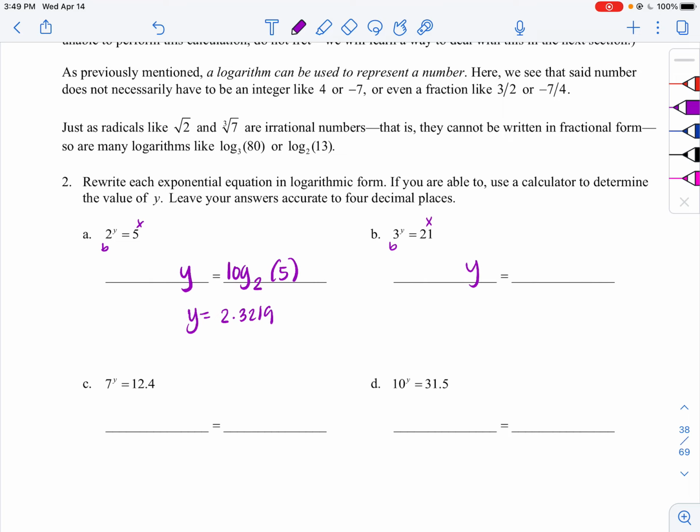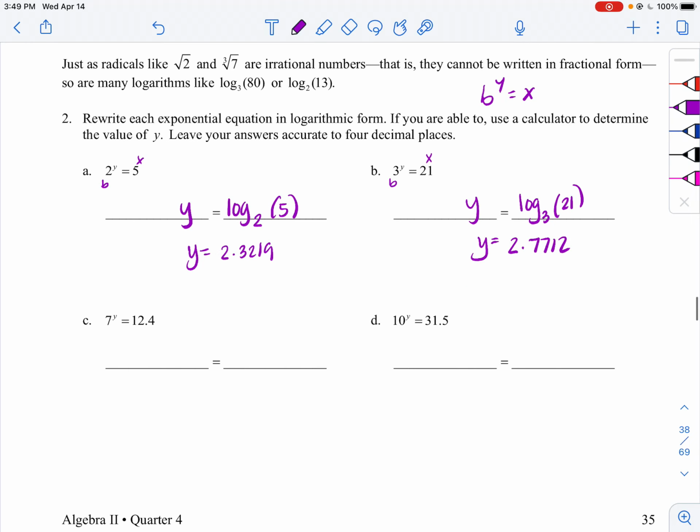And remember, we have y equals b to the power of x, okay? So b to the power of y equals x. Okay, just making sure that you didn't forget that. So we have log with a base of 3 of 21. Log base 3 of 21, if you do that in the calculator, you'll get 2.7712. But then again, not required to put that answer, just required to rewrite it.